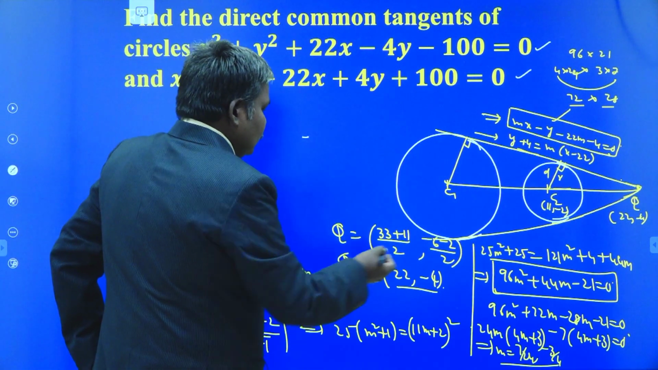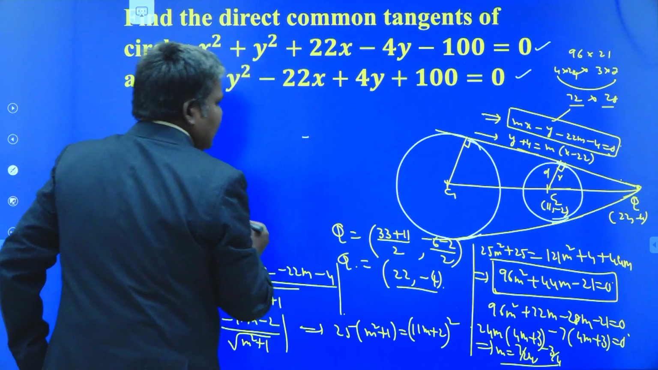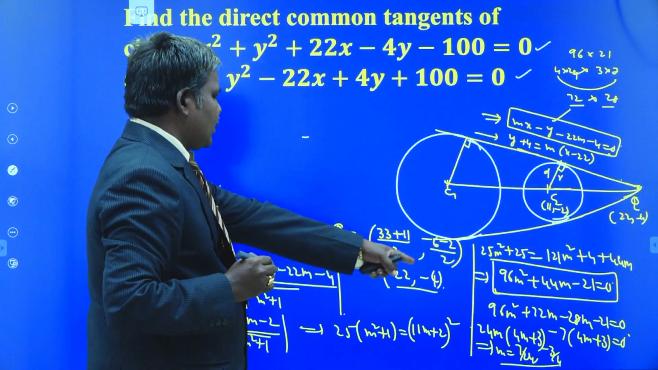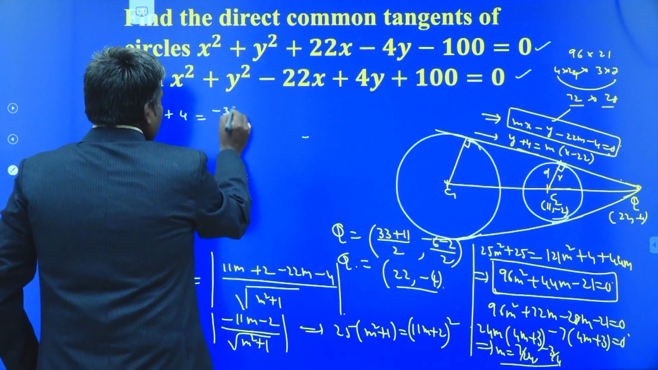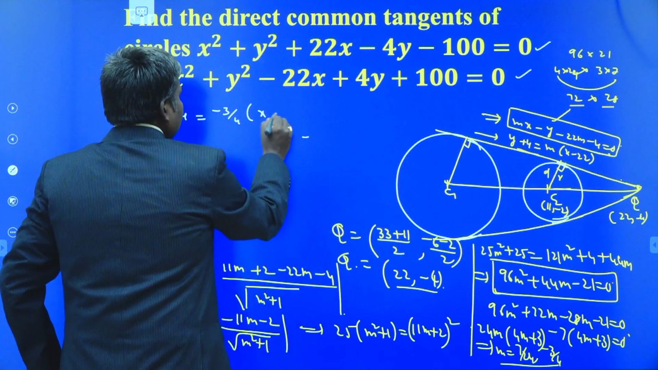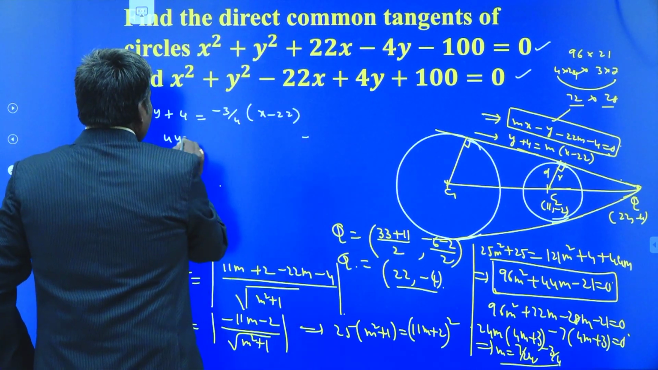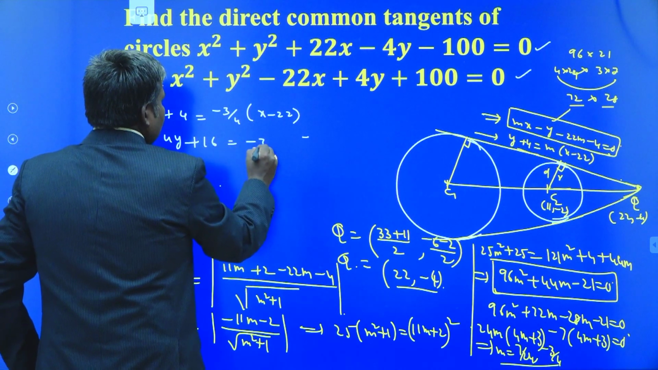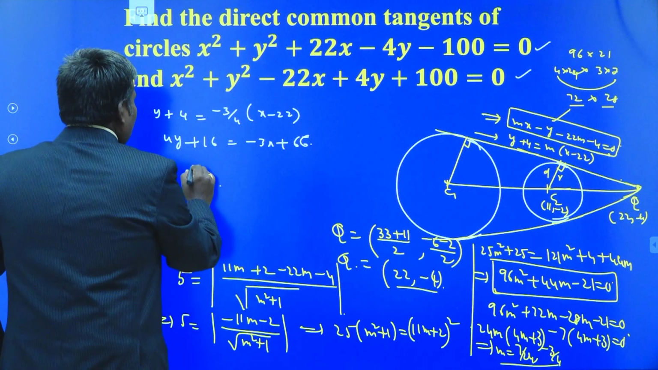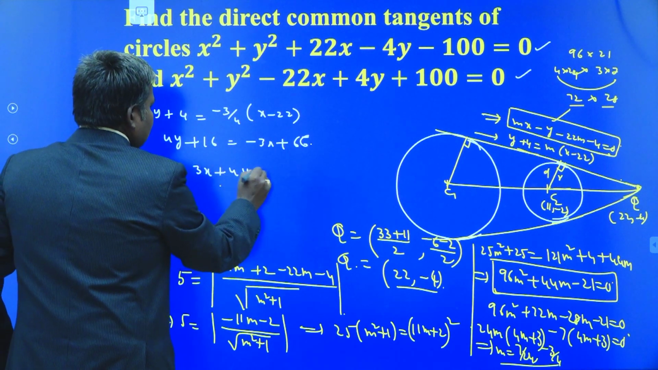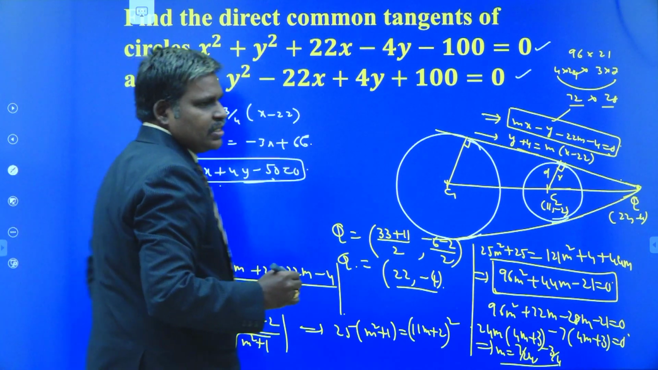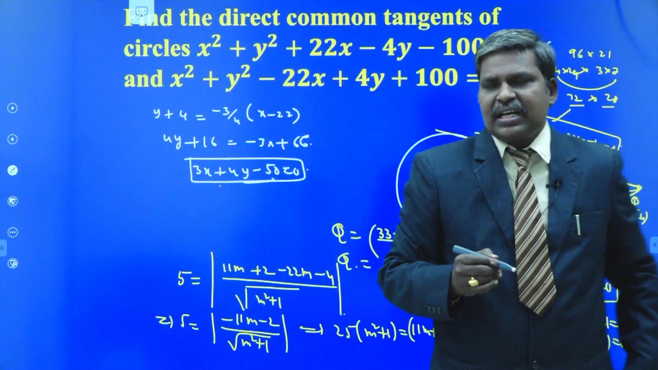So, you have the y value. Substitute there. Plus 4 is equal to, the first equation. Y plus 4 is equal to, what is your m value? Minus 3 by 4. Take the first one. Minus 3 by 4 times of x minus 22. So 4y plus 16 is equal to minus 3x plus 66. So 3x plus 4y minus 50 equal to 0. 3x plus 4y minus 50 equal to 0 is one of the equations of the direct common tangent.